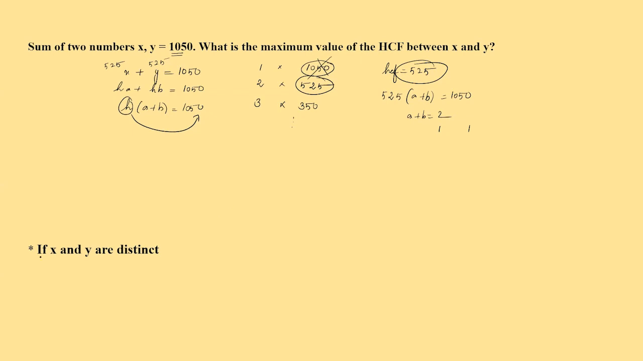Okay, so now if x and y are distinct, then what do I do? I would target the next HCF, correct? So if the HCF is going to be 350, then 350 into a plus b has to be nothing but 1050. So you land up with a plus b is equal to 3. So a plus b is equal to 3 means the possible pair is only 1 comma 2. So one number would be 350 and the other number would be 350 into 2, which is 700. Understood? And the sum definitely is going to be 1050. It satisfies all the conditions.